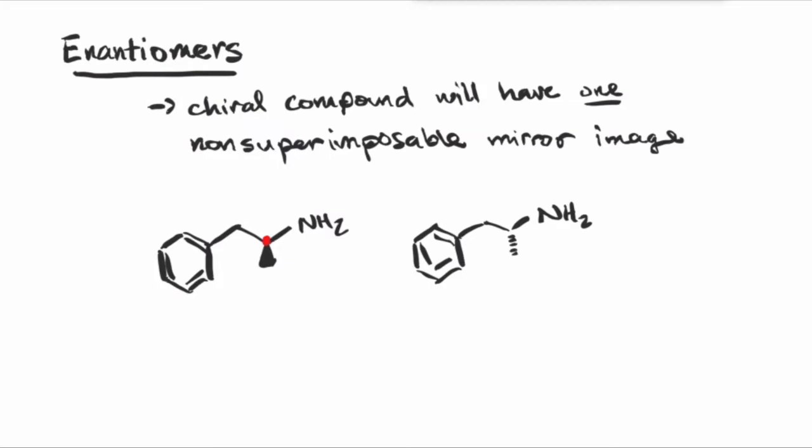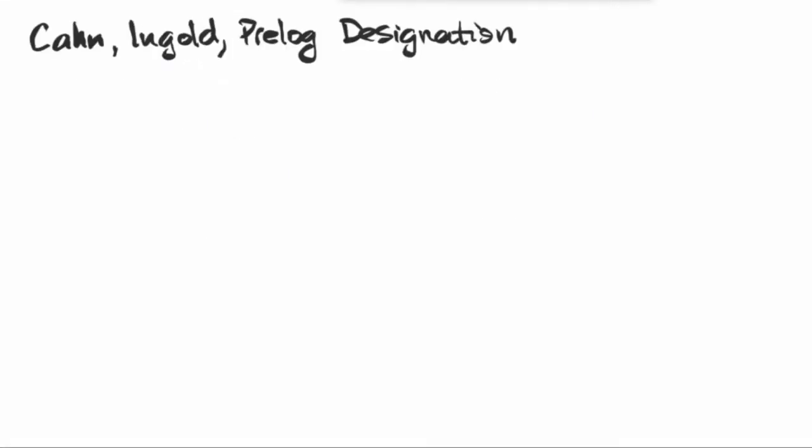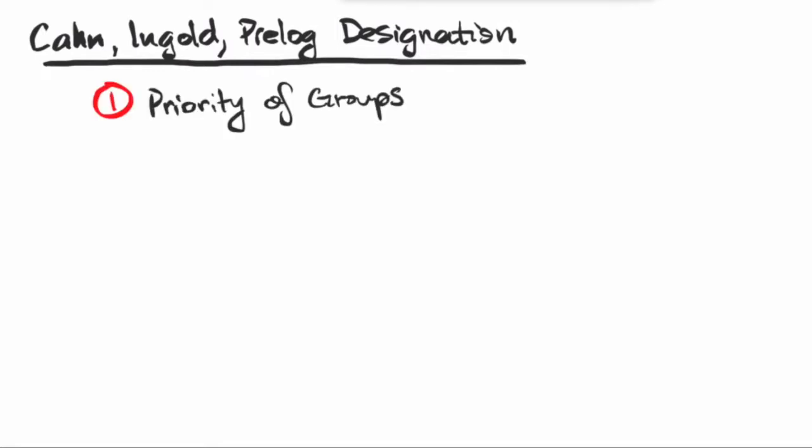It turns out there are different ways to differentiate these two molecules, but in this video, we will learn of a systematic way to designate and differentiate them. It's a system named after 3 chemists, Cahn, Ingold, and Prelog. The first step in this designation system is to identify the groups that are coming out of the chiral center and prioritize them. The groups are prioritized based on the atomic number of the atoms connected to the chiral center. So let's take a look at an example to make this point clear.